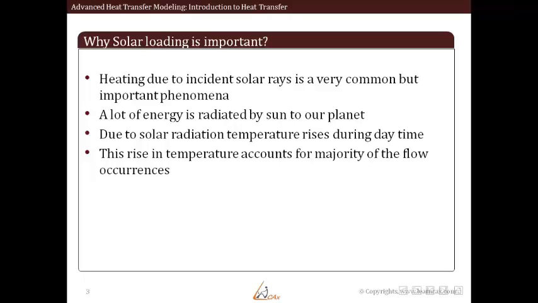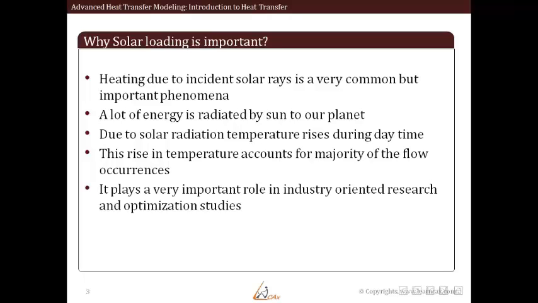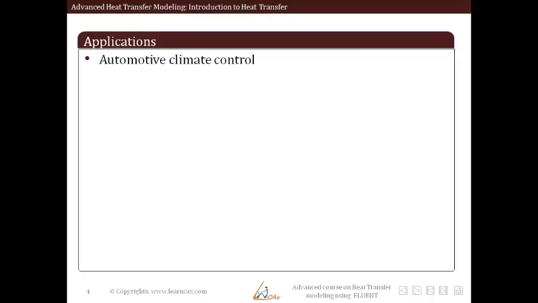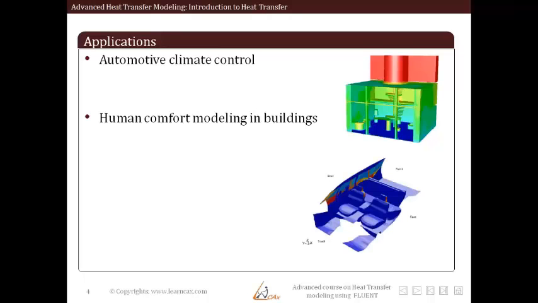This rise in temperature accounts for the majority of the flow occurrences. Because of that, there is a natural convection phenomenon occurring, and it plays a very important role in industry-oriented research and optimization studies. There is a large amount of difference if we neglect heat due to solar rays, and if we include heat due to solar rays. Applications are wide-ranging. The heating effect due to solar radiation is important in automotive climate control, in human comfort modeling in buildings, and also in HVAC modeling and greenhouse modeling.